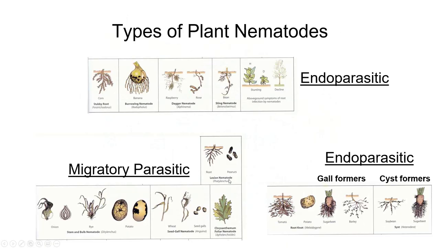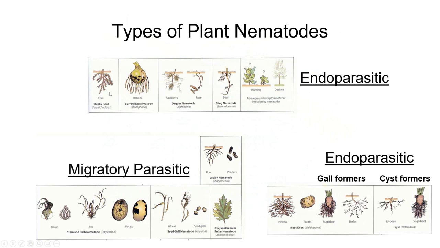Now, in terms of plant nematodes, there are broadly three categories that we can classify. We can have the endoparasitic nematodes, endo being inside, and they generally tend to be inside roots. Okay, and here are some examples.